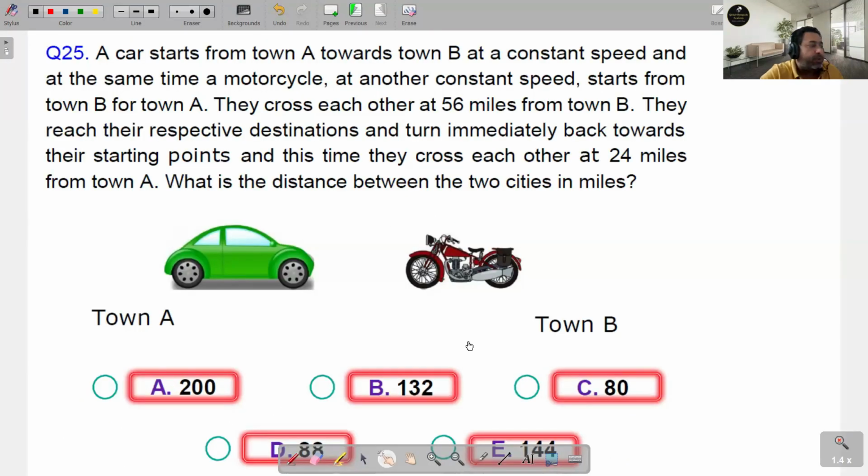A car starts from town A towards town B at a constant speed, and at the same time, a motorcycle at another constant speed starts from town B for town A. They cross each other at 56 miles from town B. They reach their respective destinations and turn immediately back towards their starting points. And this time they cross each other at 24 miles from town A. What is the distance between the two cities in miles? All right, so we'll do this problem.